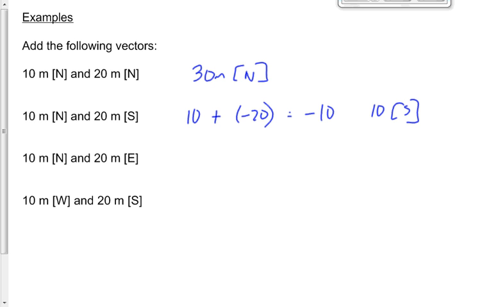Technically, Lewis, we could draw it, right? 10 to the north, 20 to the south. We could draw it, but it's not very helpful to do that, right? But now it is. When you see 10 to the north and 20 to the east, it becomes helpful to draw that diagram. So let's do that. 10 to the north, 20 to the east.